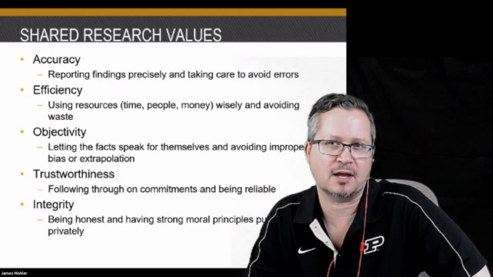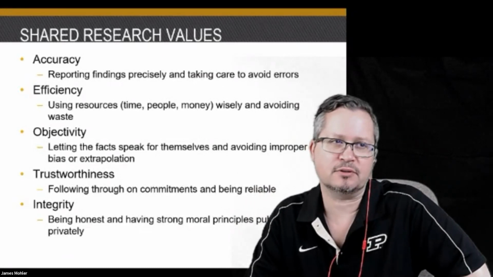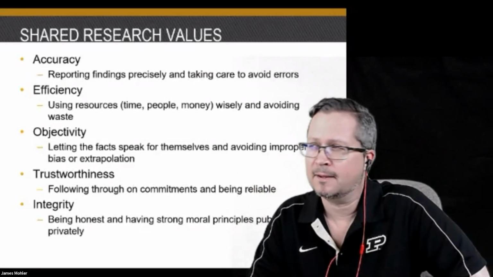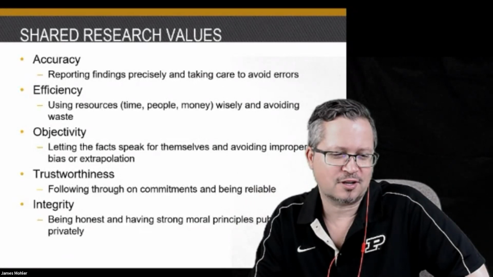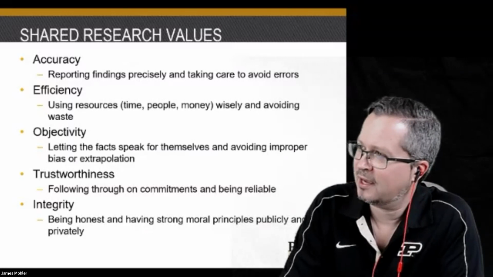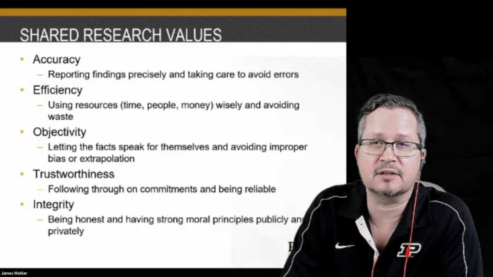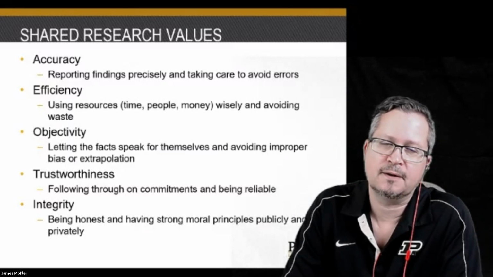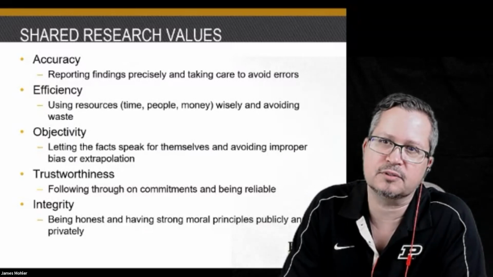So this idea of being accurate, reporting findings precisely and being careful to avoid errors. A lot of times, I think researchers becoming successful can oftentimes lead to trying to find shortcuts, and those shortcuts end up creating errors. And those errors, when they become acceptable, lead to detrimental research practices and potentially research misconduct. That's how folks find themselves in research misconduct. It's usually small steps in a cumulative way that lead a person to commit fabrication, falsification, plagiarism.